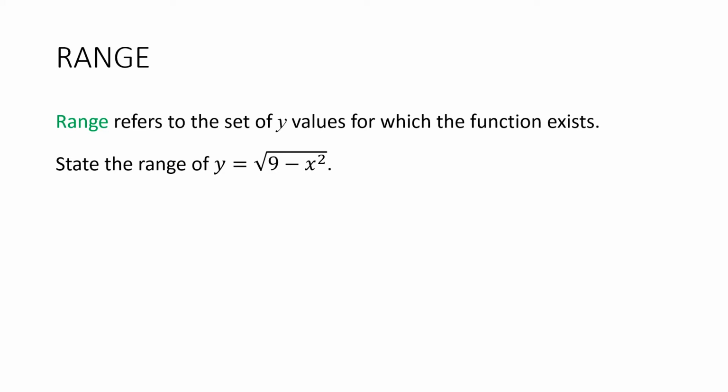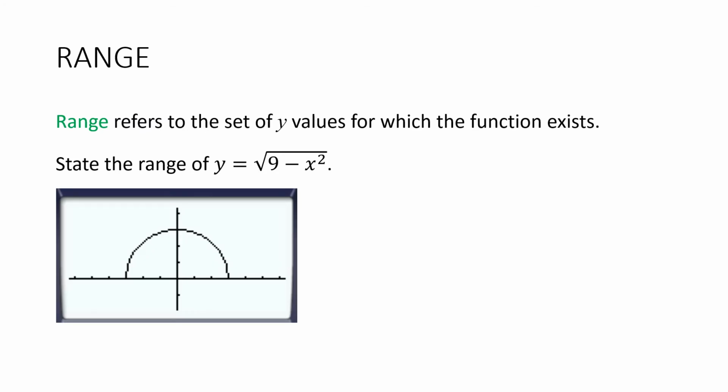Range refers to the set of y values for which the function exists. So same question, but now we're going to state the range for y equals the square root of 9 minus x squared. So here's the picture. Let's have a look at the y-axis. It goes between 0 and 3. So can you think what we need to write? In curly brackets, y such that 0 is less than or equal to y is less than or equal to 3.